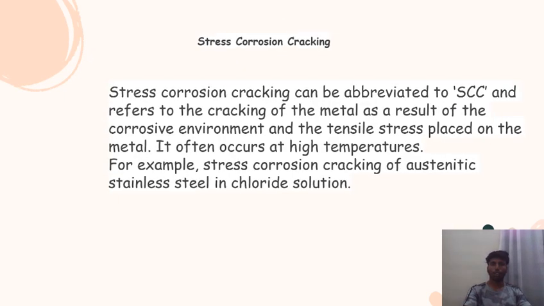Coming to the second one, stress corrosion cracking. Stress corrosion cracking can be abbreviated to SCC and refers to cracking of metals as a result of the corrosive environment and the tensile stress placed on the metal. It often occurs at high temperatures. For example, stress corrosion cracking of austenitic stainless steel in chloride solution.